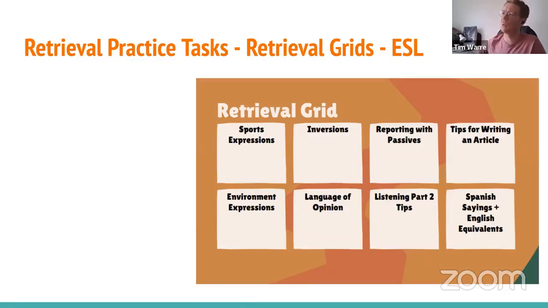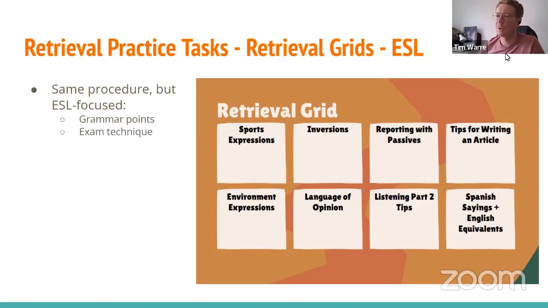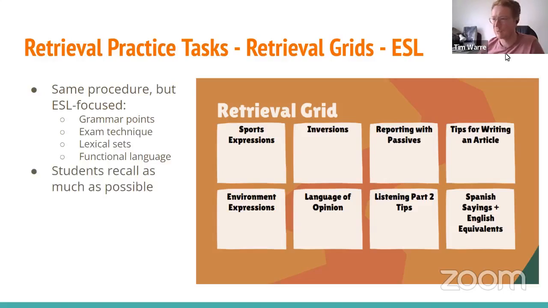So we can use this when we're a few weeks into the course and you've covered enough content. So for example, these are some of the things I covered with my C2 students. We did some sports expressions, we did inversions, reporting with passives, and some tips like exam technique tips. Okay, so we can put grammar points, exam technique, lexical sets, functional language. Again, they recall as much as possible, writing it as they can.